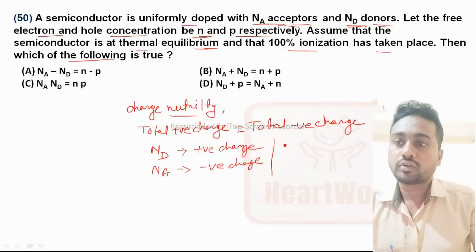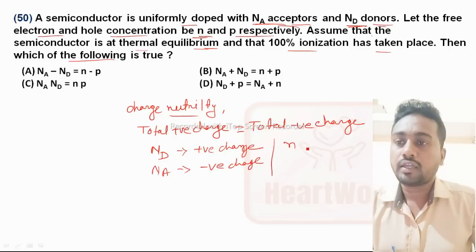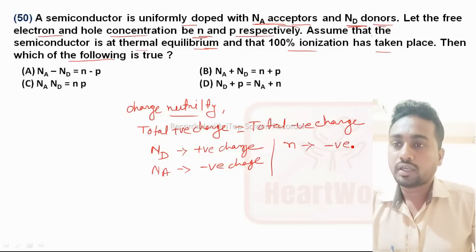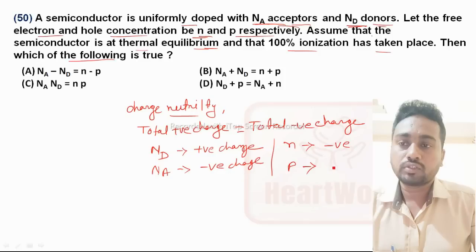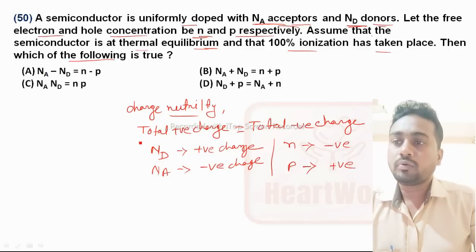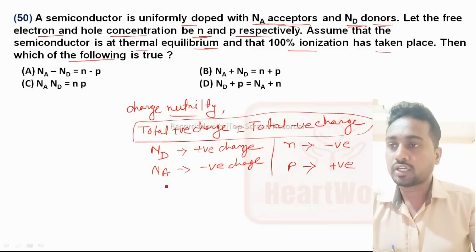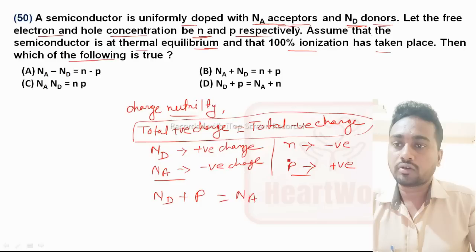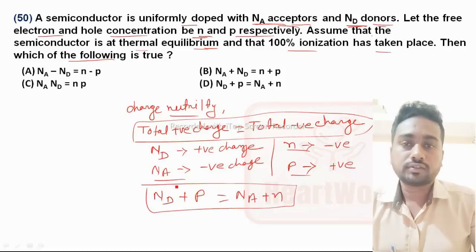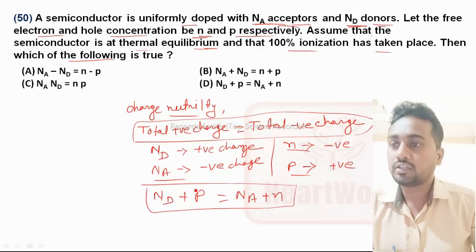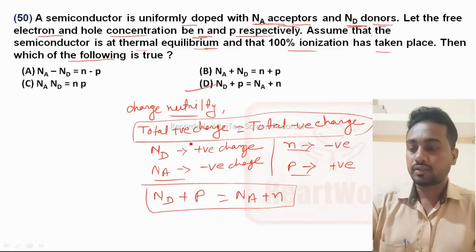Another thing: electron concentration, that is n, always has negative charge, and p means hole concentration, having positive charge. If we put this in the principle, total positive charge equals total negative charge, so positive is Nd plus p, and this is equal to the total negative, Na plus n. So this is the charge neutrality for a semiconductor. Here the question is asking this only, so option D is the right answer.